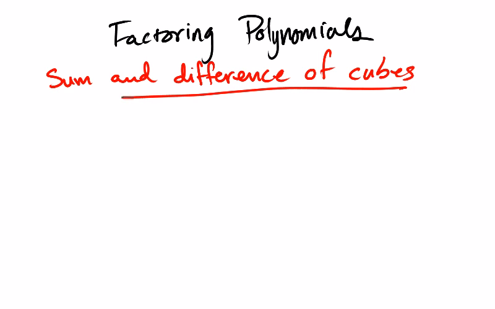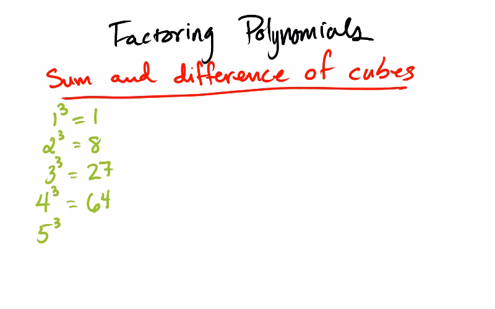Before we start, let's just remind ourselves what a perfect cube is. If you cube 1, you would get 1, so 1 is a perfect cube. If you cube 2, you would get 8, and so 8 is a perfect cube. 3 cubed is 27. 4 cubed is 64. 5 cubed is 125, and so forth. So if you cube a number, it will get you a perfect cube.